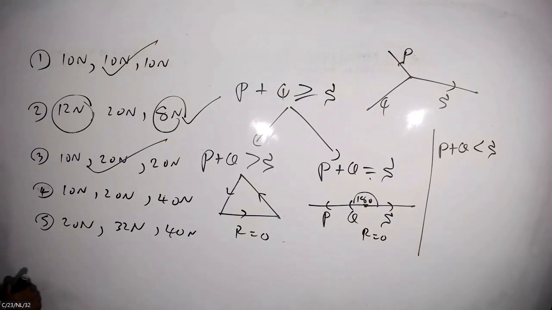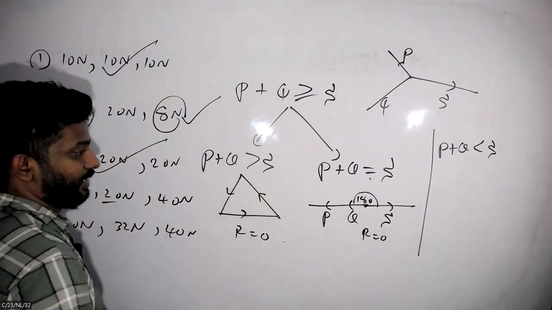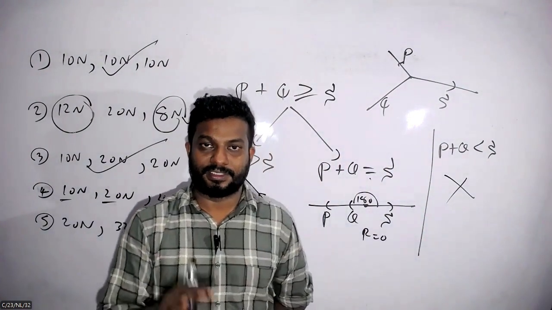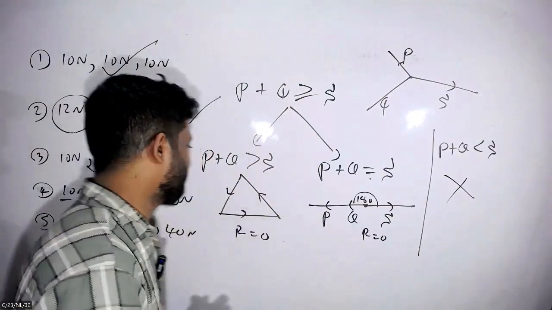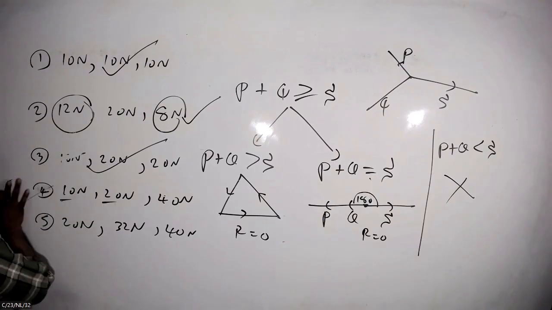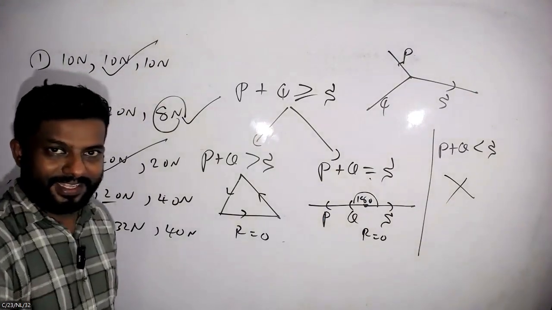For the fourth one, okay, these are the two smaller vectors, no? These are the two smaller forces. The sum of the two smaller forces is less than the largest one. Therefore, they never produce a triangle. Therefore, they never produce zero resultant. Therefore, the answer is the fourth one. This one never produces a zero resultant.